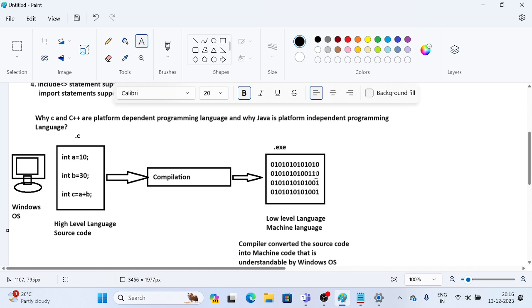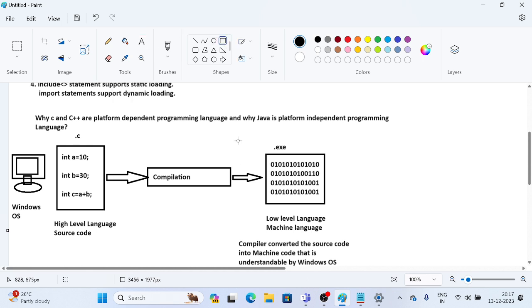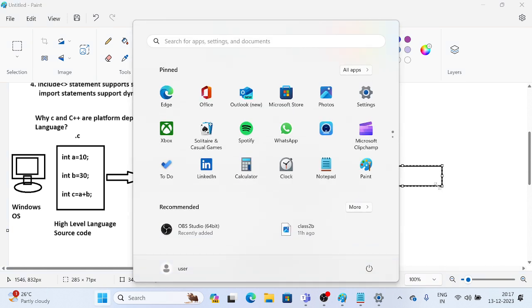But in Java, something was happening. In Java, in between the compiler and the machine language, we have a section called JVM. So in C and C++ we don't have the JVM. In Java there is a component called JVM that converts the bytecode into machine understandable language, but there is no concept of JVM in the C programming language. Must understand that, and after this it will go through the execution phase. This is how the execution phase looks.